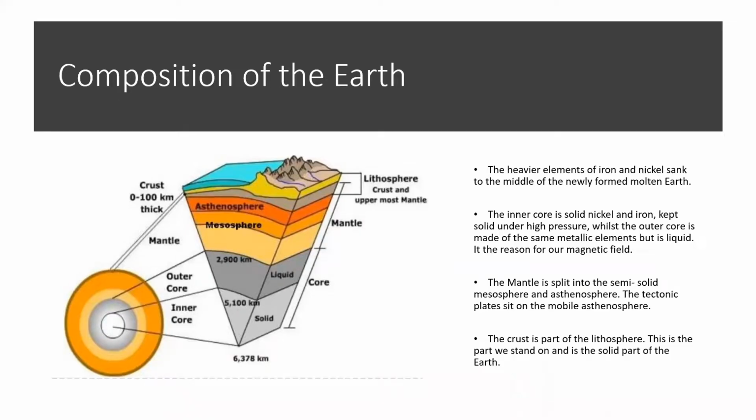But we can look at the mantle in a bit more detail. It's split into the semi-solid mesosphere and the asthenosphere. The tectonic plates you may have come across before sit on the mobile, which means it can move, asthenosphere. The crust that we stand on is part of the lithosphere. So this is the part we stand on, and it is a solid part of the Earth.